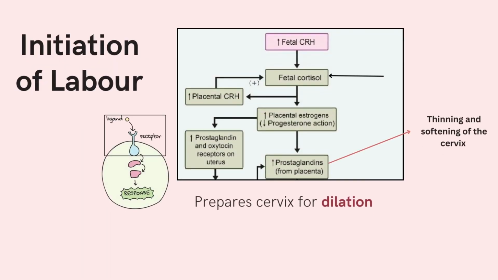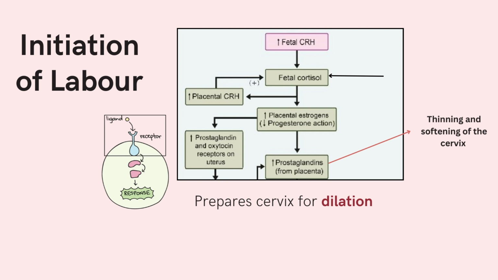First factor, it helps prepare the cervix for dilation. The reason is that the increase of placental estrogen and the decrease in progesterone increases the release of prostaglandins from the placenta. Prostaglandin is very important in the initiation of labor because it helps to thin and soften the cervix, which is very important to allow the baby to come out. Another thing that is very important is that the increase of placental estrogen causes an increase in the prostaglandin and oxytocin receptors on the uterus.